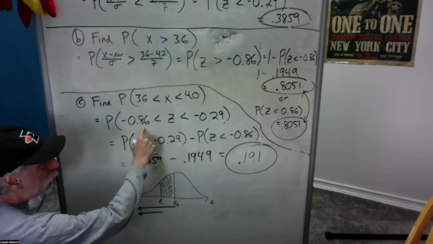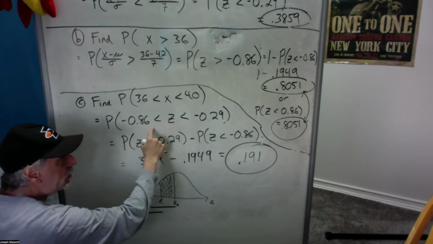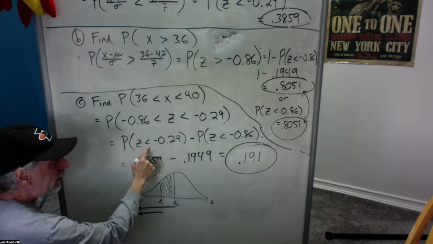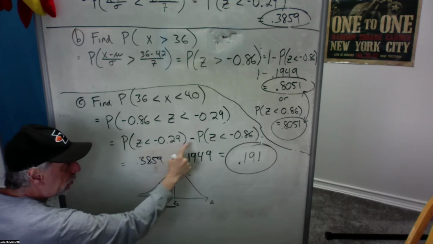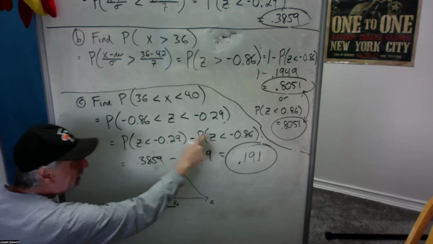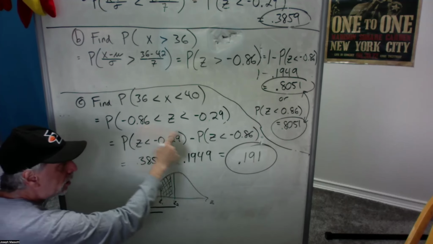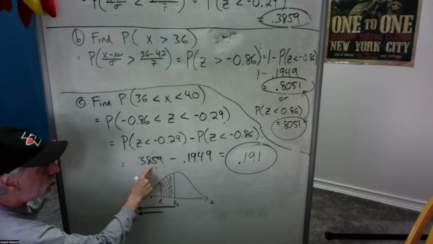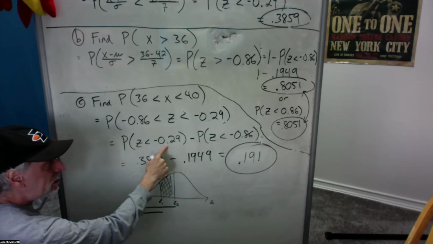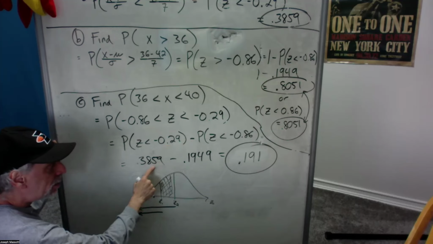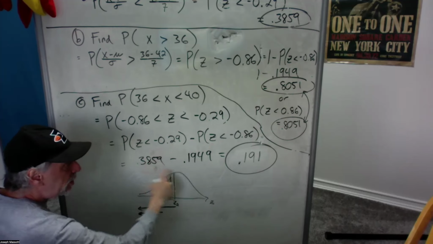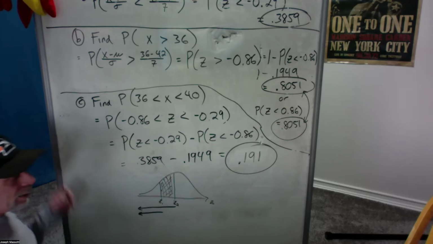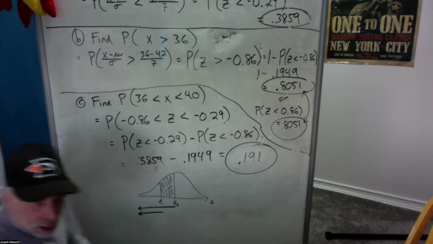So the area between two values, we take the probability less than the larger value, and we subtract off the probability less than the smaller number. We've already looked those numbers up in the table. Negative 0.29 gave us this number. Negative 0.86 gave us this number. We do the subtraction, and we come up with our answer of 0.191.